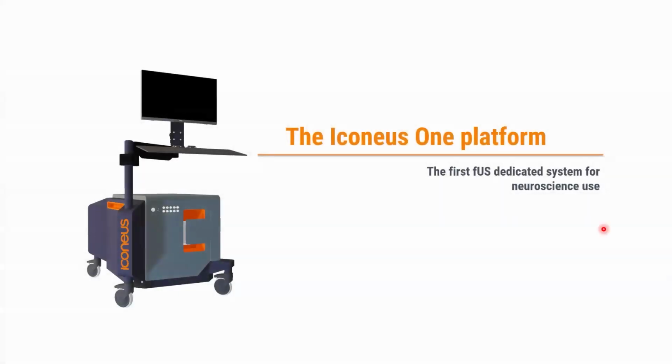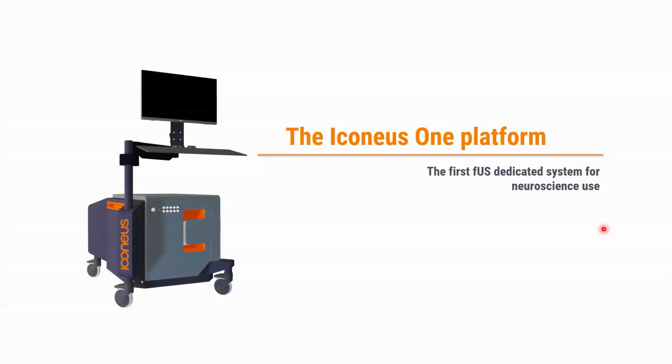And with this, we have arrived at the last part of this presentation. And I know while this presentation is supposed to be focused on the science behind the technology, we cannot really avoid talking about the Iconeus One platform, because the Iconeus One platform is not just a piece of equipment, but really an integrated and dedicated system for the study of the brain in the neuroscience field.